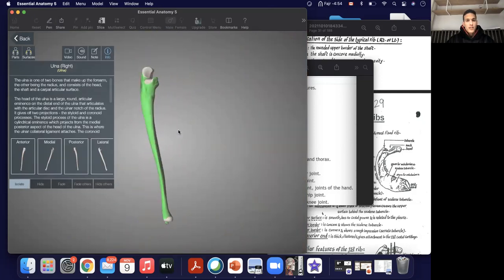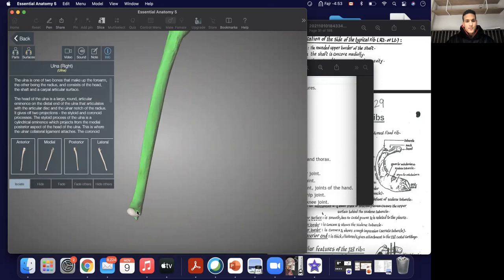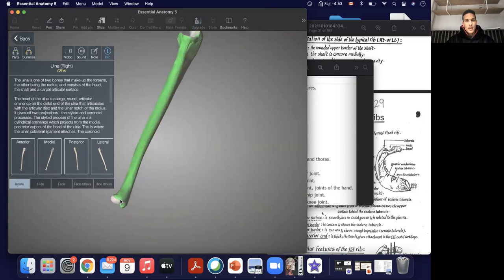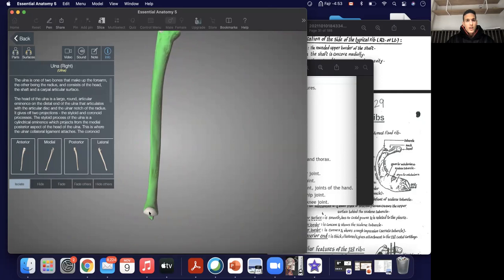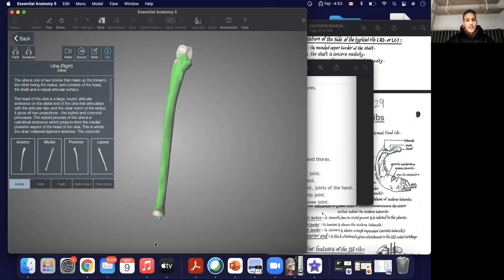Now we're going to dive also into its shaft. Its shaft is made up of 3 surfaces, 3 borders, and more distally, if we rotate it like that, wait, let's see how this is. Yes, it has a styloid process right here, and this part of the ulna will have an articular disc articulating with the carpal bone triquetrum to form part of the wrist, and I will show you guys this in a bit.